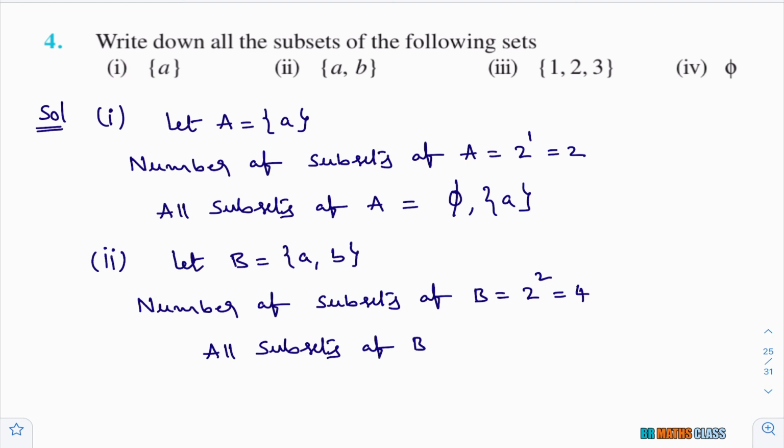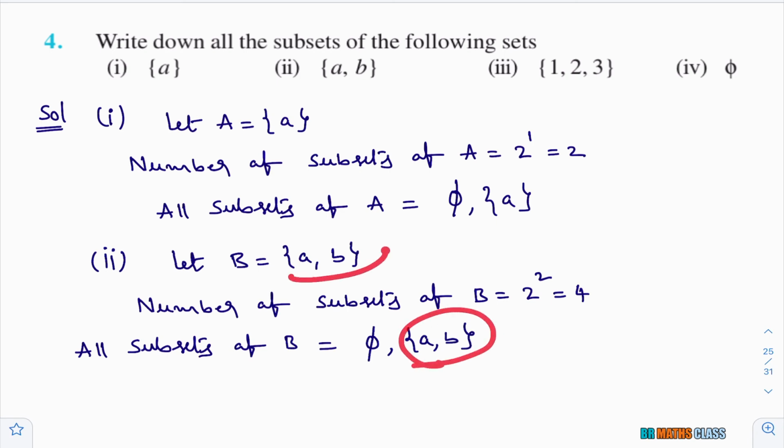Now I need to write all the subsets of B. Total how many subsets are there? 4 subsets are there. 2 subsets you can easily write. In that, first one is empty set, which is a subset of every set. So obviously empty set is a subset of B. And we know that every set is a subset of itself. That means whatever set they given, we can write that set.